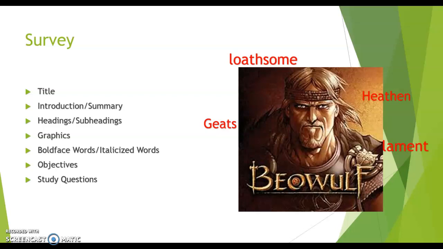So when you survey, you read the title. If there's an introduction in the front, a couple paragraphs, you read that. You flip through the chapter, reading the headings and the subheadings, looking at graphics, any bold words or italicized words, or words that are in the margin, you read through those. Sometimes they have objectives, whether it's at the beginning of the textbook or interspersed throughout the text or maybe at the end. Oftentimes there's a summary. Oh man, you want to read the summary. It summarizes all the important things. And then there's often study questions or self-test questions.